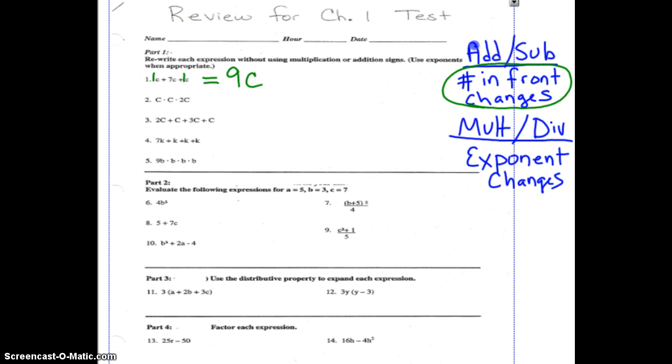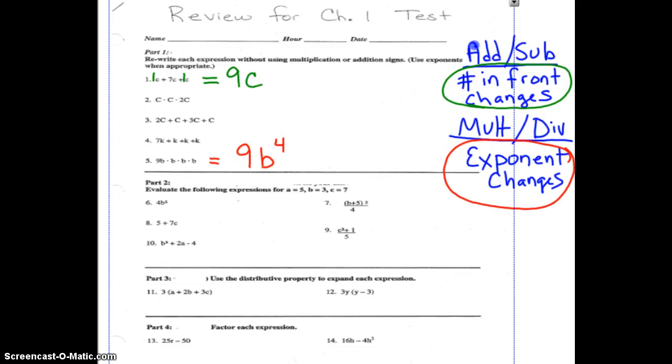If we go down to number 5, number 5 has the problem 9B times B times B times B. Now we are multiplying. When we multiply, the exponent changes. So if we've got 9 times b times b times b times b, that means the 9 is going to stay the same. How many b's do we have? You are correct, there are 4. That means our exponent is going to be 4. Okay, so again, when you add and subtract, the number in front changes. When you are multiplying and dividing, the exponent changes.